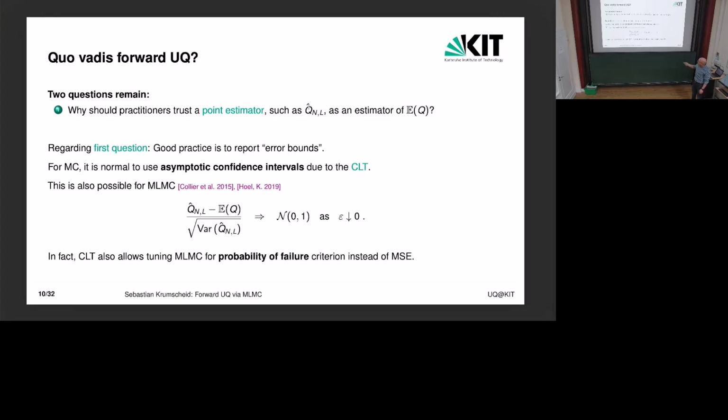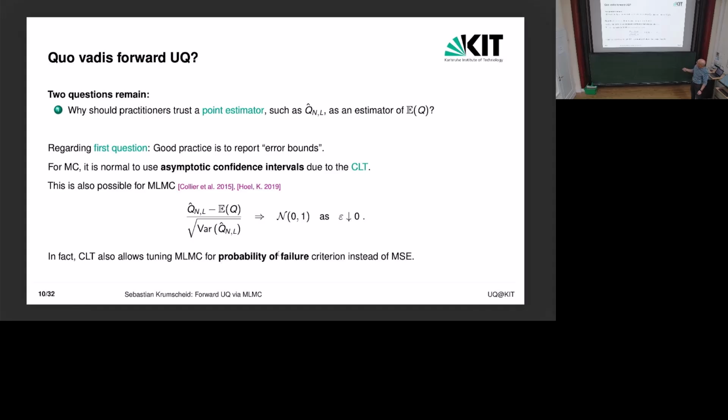Now, even more importantly, if you have the central limit theorem for this multilevel Monte Carlo estimator, and this goes back to some work which is now 10 years old, and together with Håkon we have relaxed the assumption under which the central limit theorem for the multilevel Monte Carlo estimator holds. If you have something like this, then of course you can also talk about the probability of failure criterion for this multilevel Monte Carlo estimator.